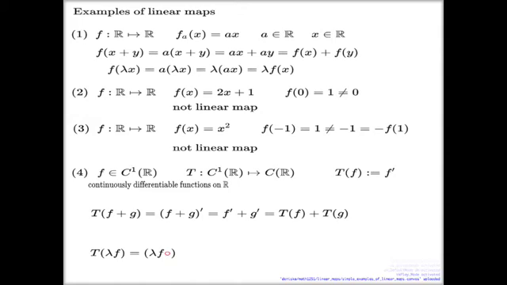The same story goes for the second requirement, requirement B. When you compute T of lambda f, it is the derivative applied to the product lambda f, and we know constants can be taken out of the differentiation. That's another property of differentiation, which we know very well. So I can write it like this, and that is lambda times T of f. That's why differentiation is a very good example of a linear map. Any questions?